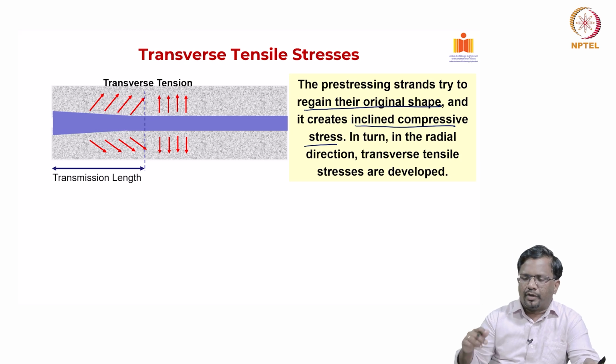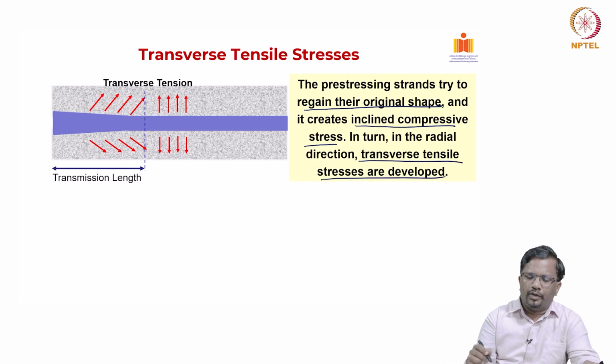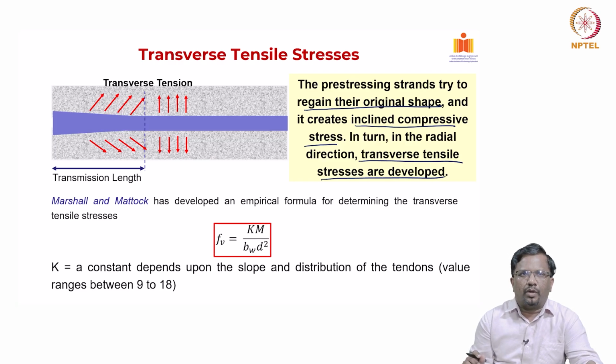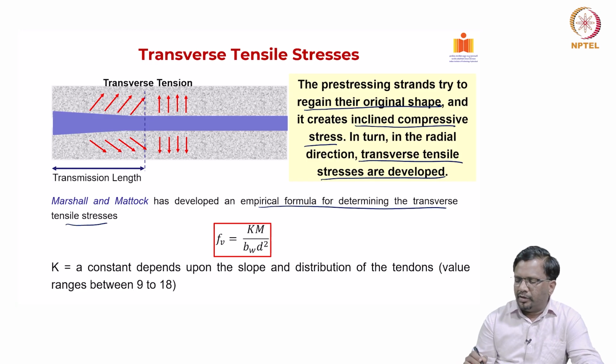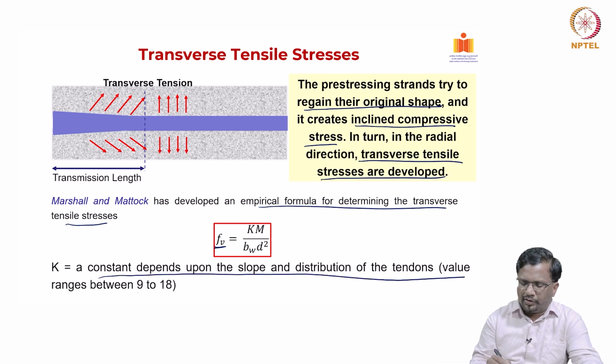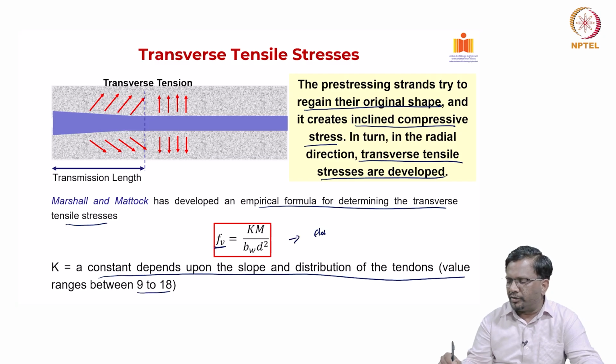In turn, there is always going to be a radial component, and in the radial direction a transverse tensile stress will be developed. So, that is going to create some tension, and we need to be very careful about it. Marshall and Mattock developed an empirical formula for determining the transverse tensile stress in this fashion. The transverse tensile stress is a function of K times the bending moment divided by Bw into d square. Now, what is K? K is a constant that depends upon the slope and distribution of the tendons. Usually, it ranges between 9 to 18 depending upon the slope of the tendon profile. Basically, this all comes from elastic stress analysis.